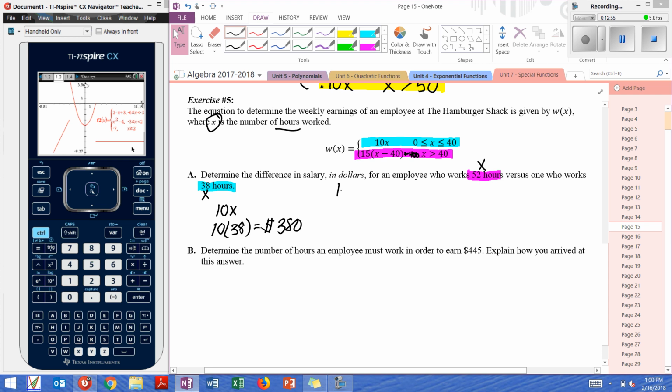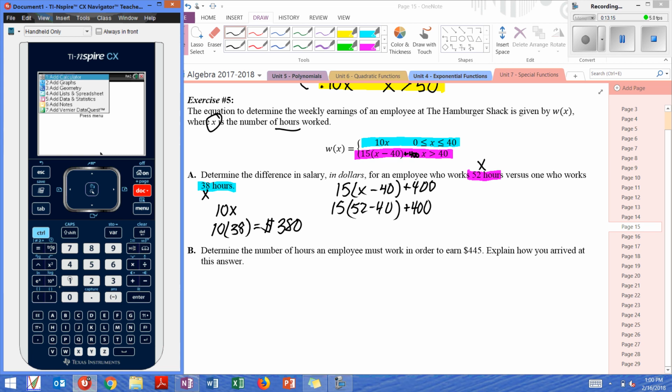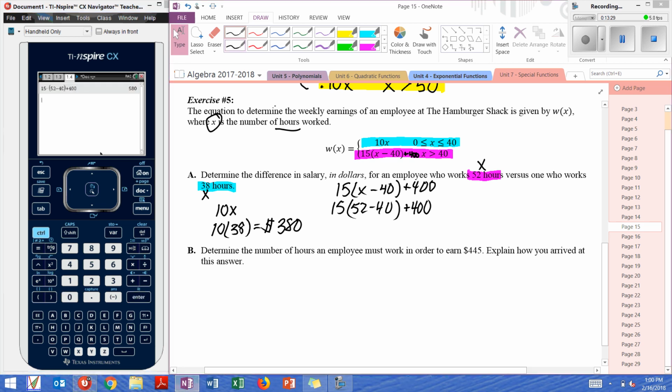Now I have a little bit more math to do here. 15 times x minus 40 plus 400. Don't forget that typo that we fixed. And here we have to put in 52. So 52 minus 40 plus 400. We could go through and do order of operations, or we can just make our calculator do the work for us, which I think is a little bit faster and less room for errors. So let's use it. And what do we get? 580 bucks. Obviously they're making more money.